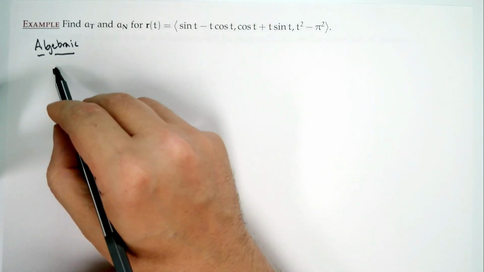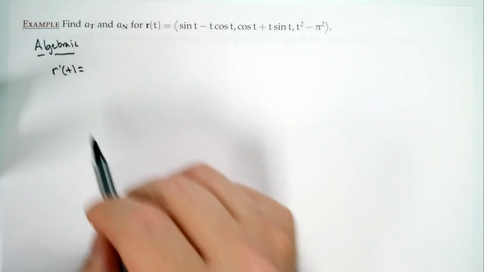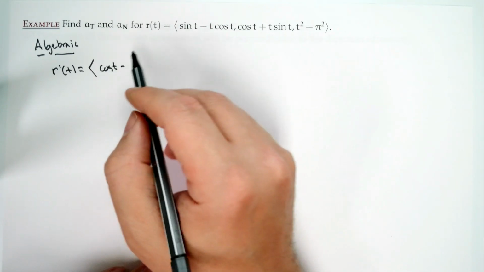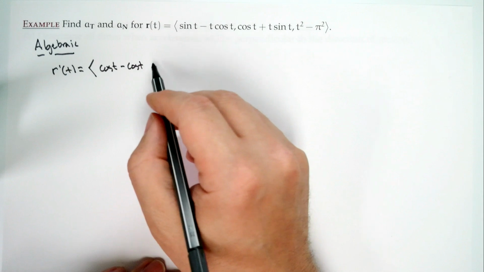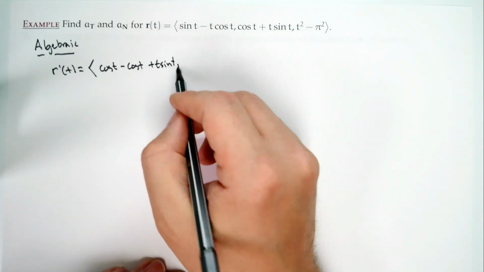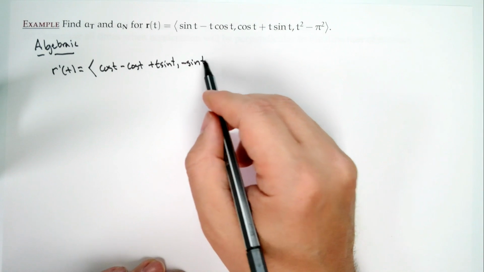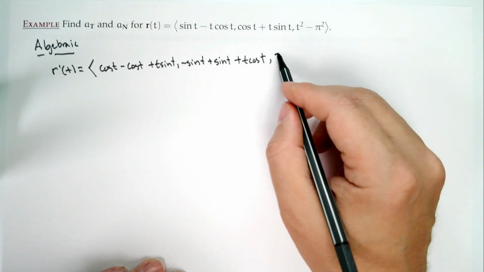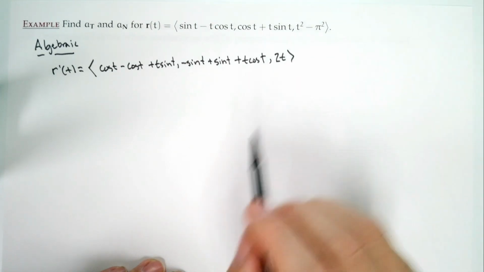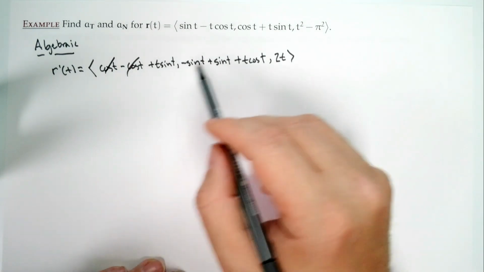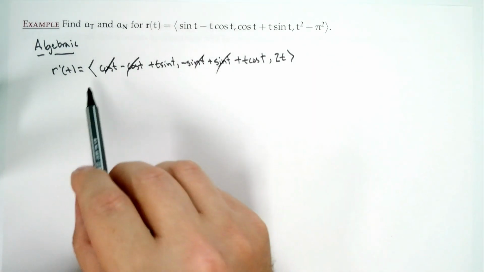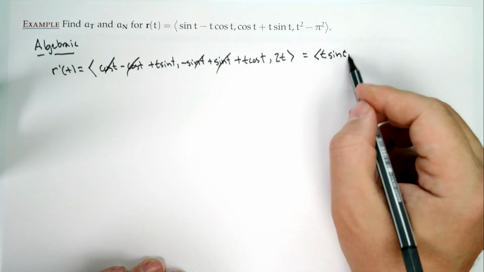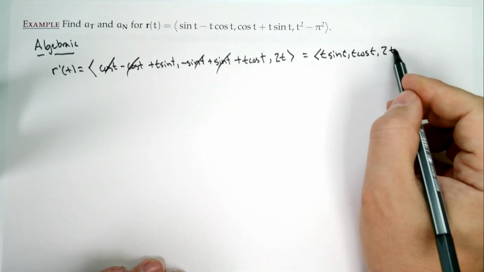So, we start. What is r prime of t? Well, the derivative is cosine t minus, product rule, cosine t plus t sine t, then minus sine t plus sine t plus t cosine t, and 2t. It's not 2t. There we go. All right, cosines cancel, sines cancel. So we get something rather nice: t sine t, t cosine t, and 2t.